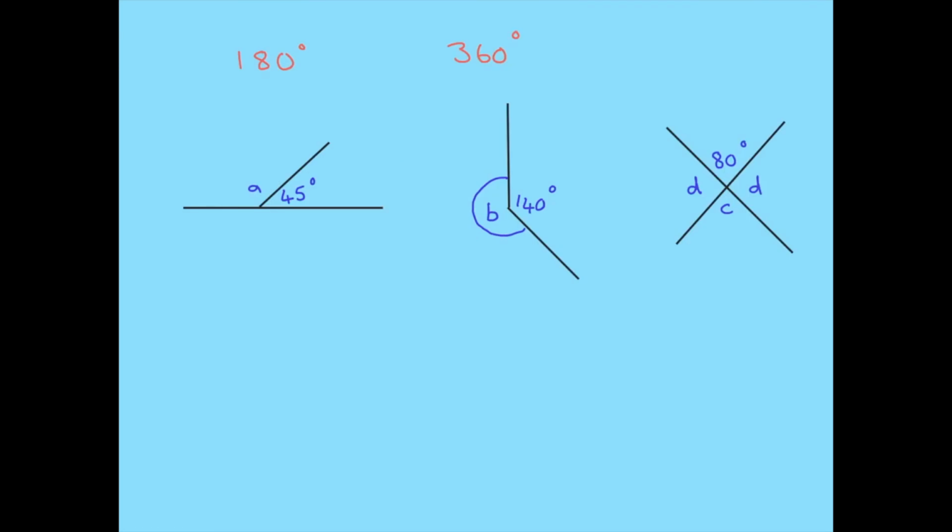So now it's time for you to have a go at a few. See if you can work out the sizes of the angles A, B, C and D. Remember that angles on a straight line add up to 180 degrees and angles around a point add up to 360 degrees. You might want to pause this for a few minutes whilst you work them out because the answers will appear in a few seconds. So there you go, there are the answers. Hope you got them right.